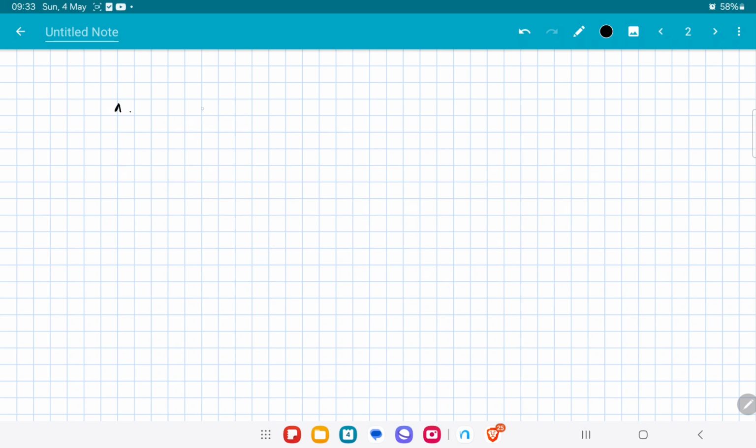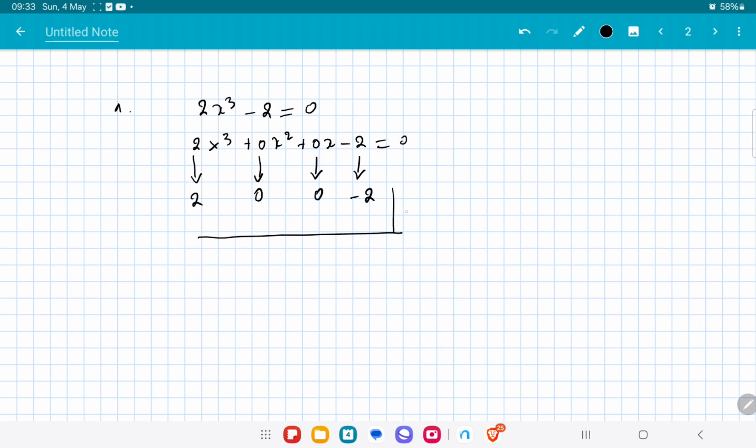So let's do A. We have 2x^3 - 2 = 0. We need the coefficients of the polynomial, so this is 2x^3 + 0x^2 + 0x - 2 = 0. We need these coefficients to run the iterative scheme. We have 2, 0, 0, -2, and an initial guess r = 1. 2 goes down with the Horner method.